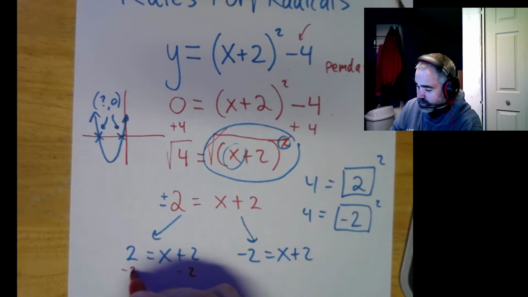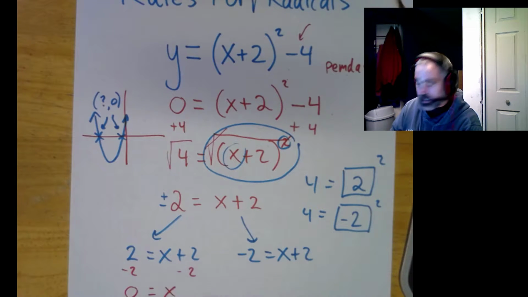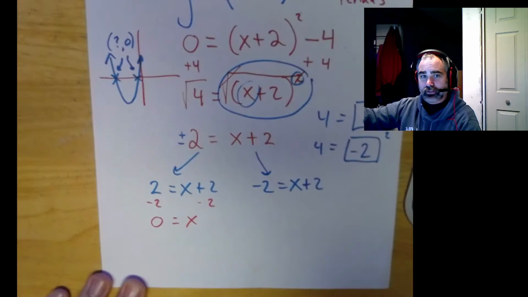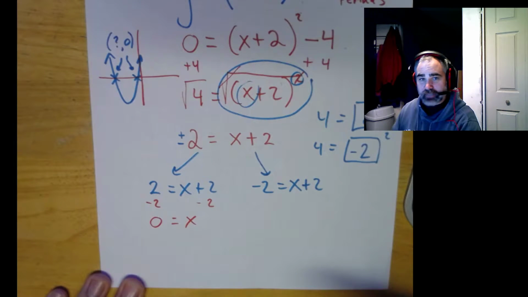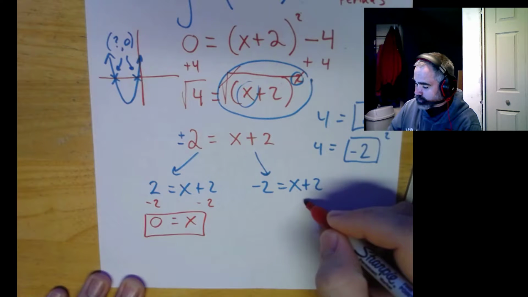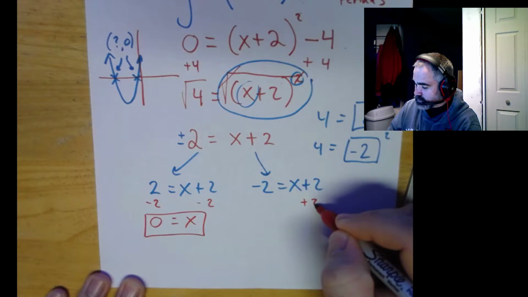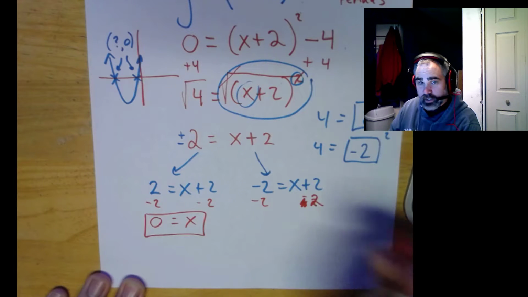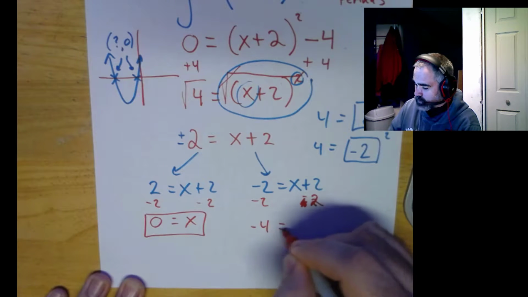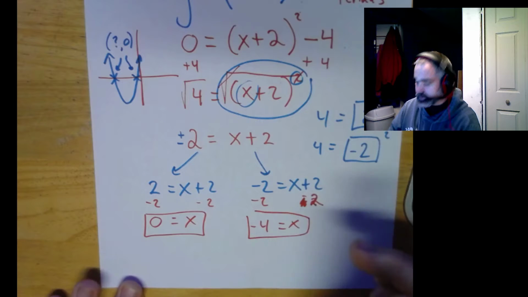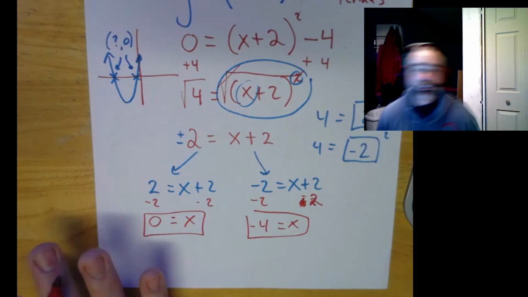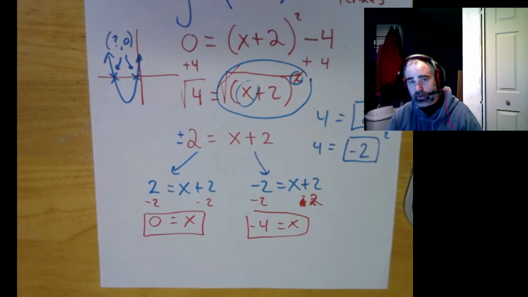We can subtract 2 here, and we find that one x-intercept happens when x is 0, and the other one happens, sorry, I have to subtract 2 from both sides. See if I can do the opposite here. You're going to get -4 equals x. So I have 2 x-intercepts there. And this is how we've seen square roots happen before.